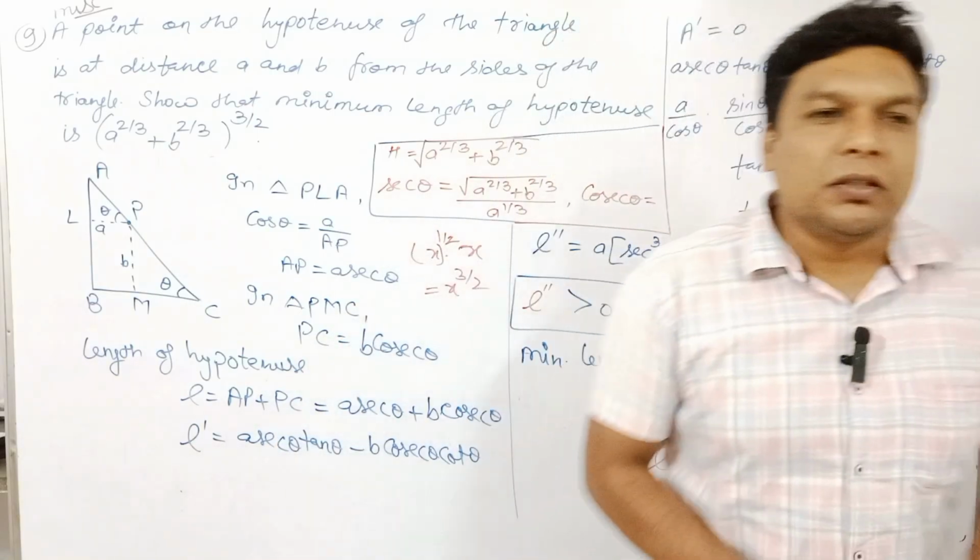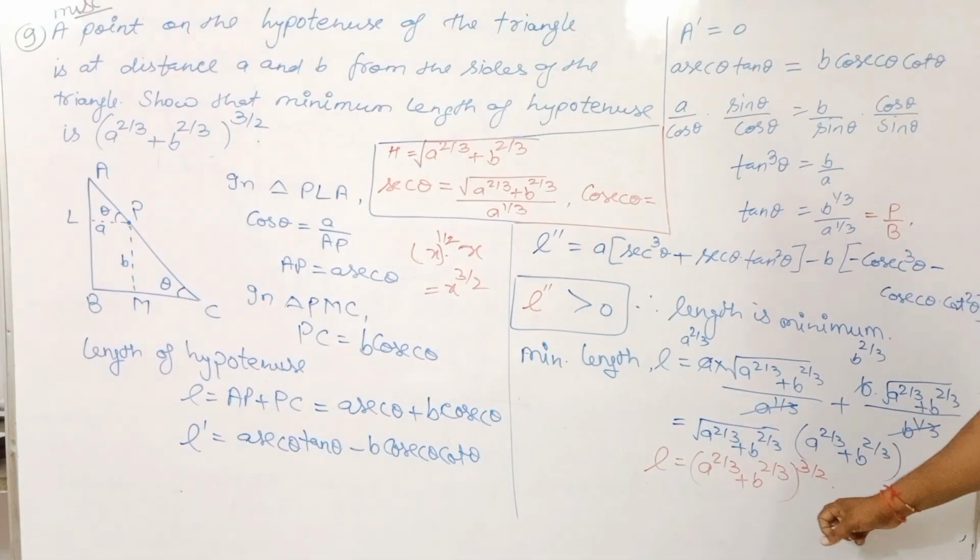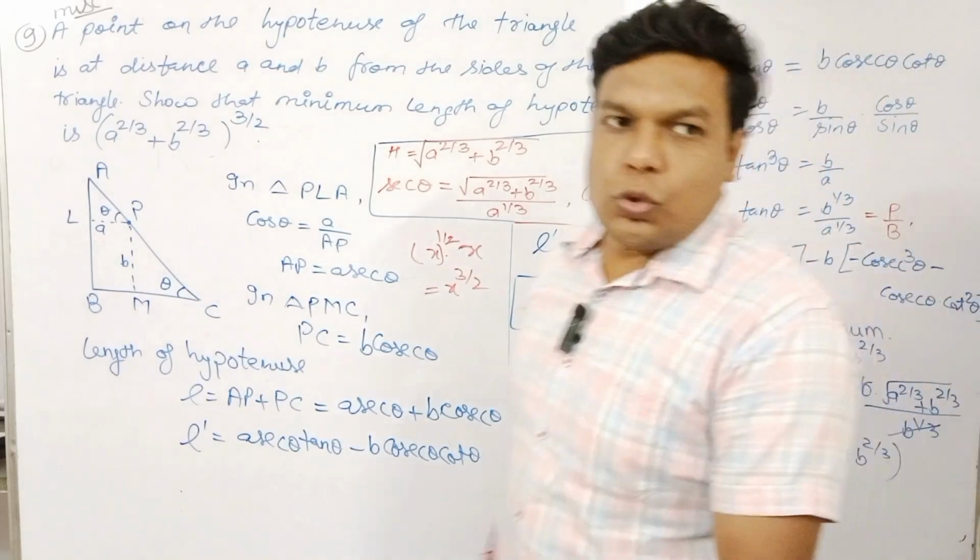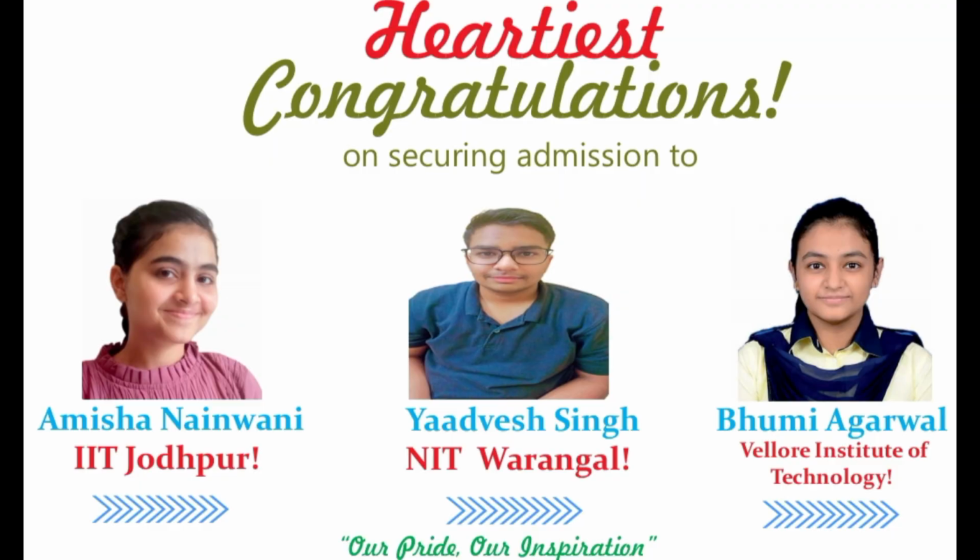So what is minimum length? A power 2 by 3 plus b power 2 by 3 whole power 3 by 2. Okay, note it down.